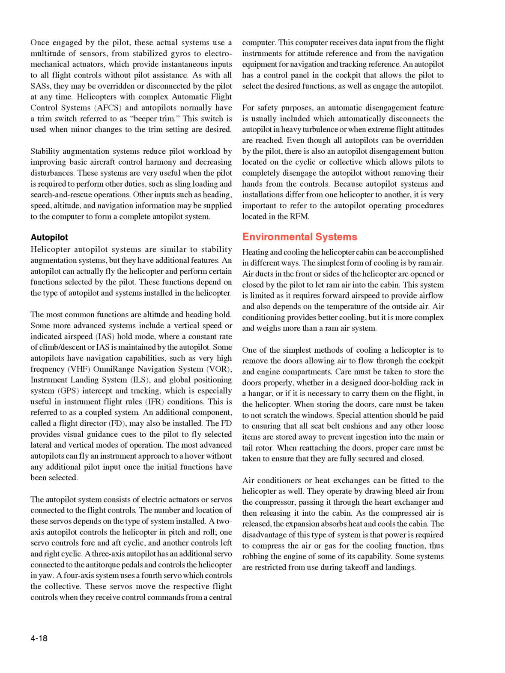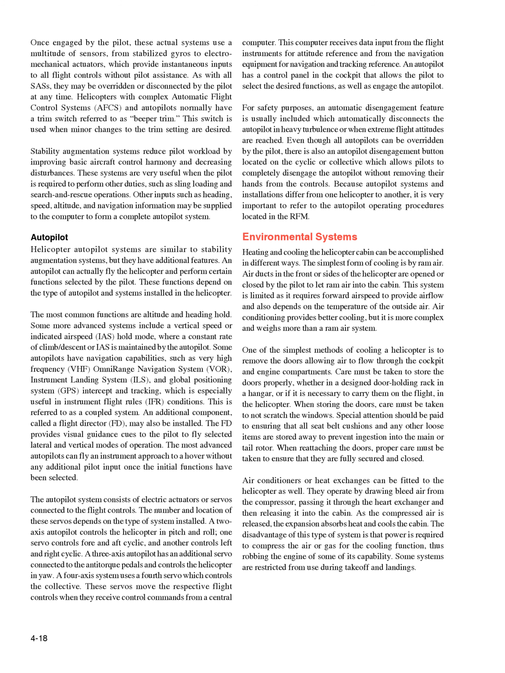These servos move the respective flight controls when they receive control commands from a central computer. This computer receives data input from the flight instruments for attitude reference and from the navigation equipment for navigation and tracking reference. An autopilot has a control panel in the cockpit that allows the pilot to select the desired functions, as well as engage the autopilot. For safety purposes, an automatic disengagement feature is usually included which automatically disconnects the autopilot in heavy turbulence or when extreme flight attitudes are reached.